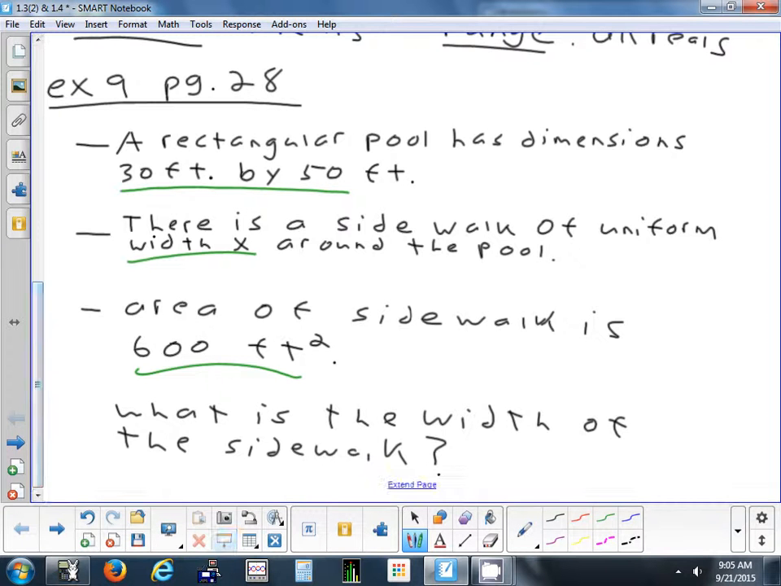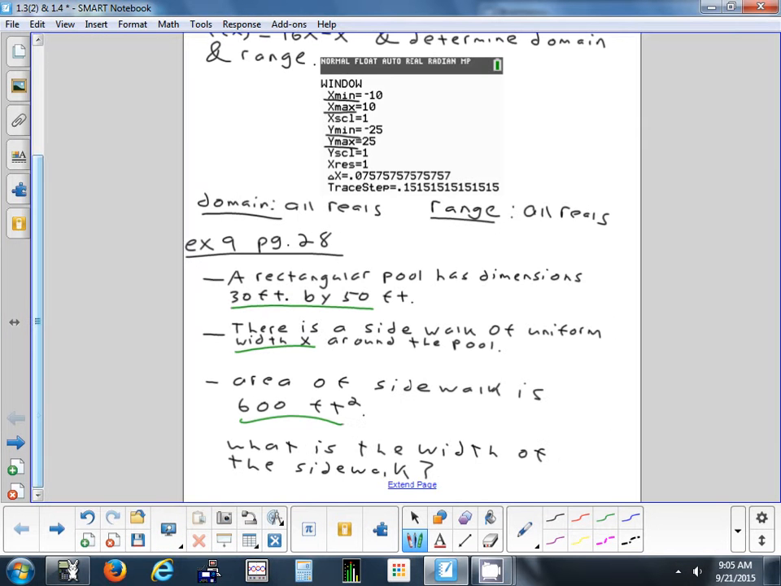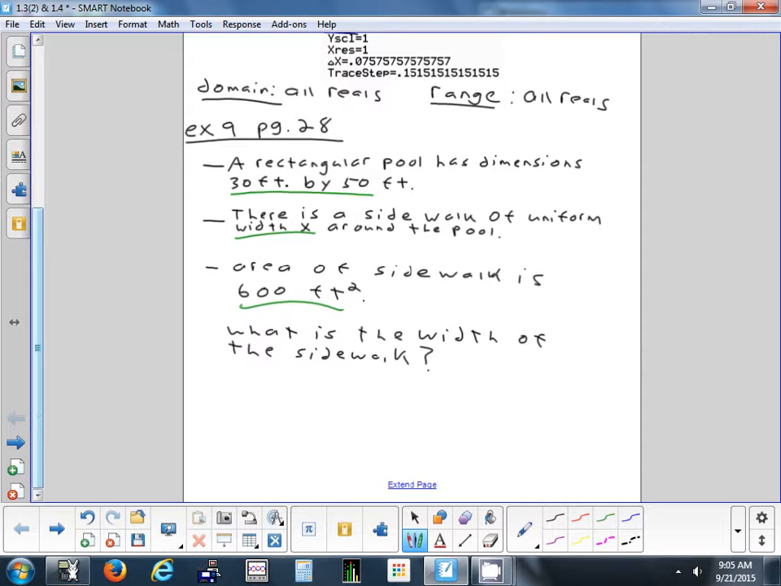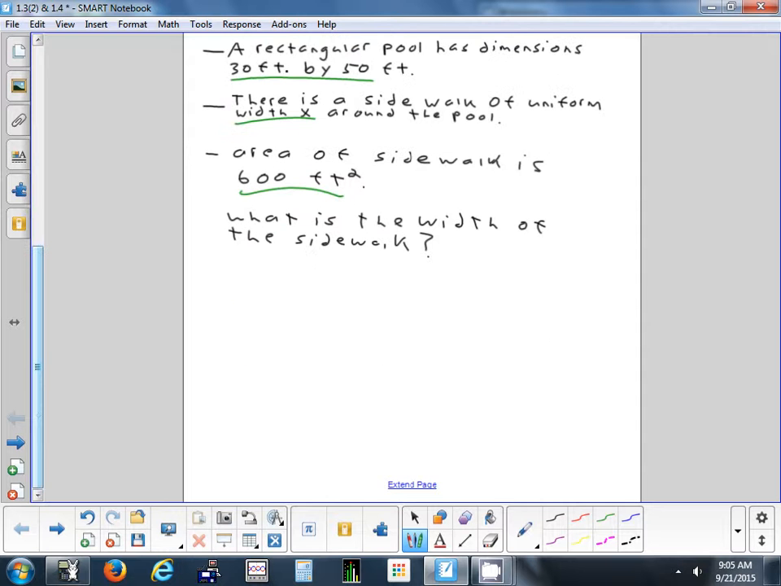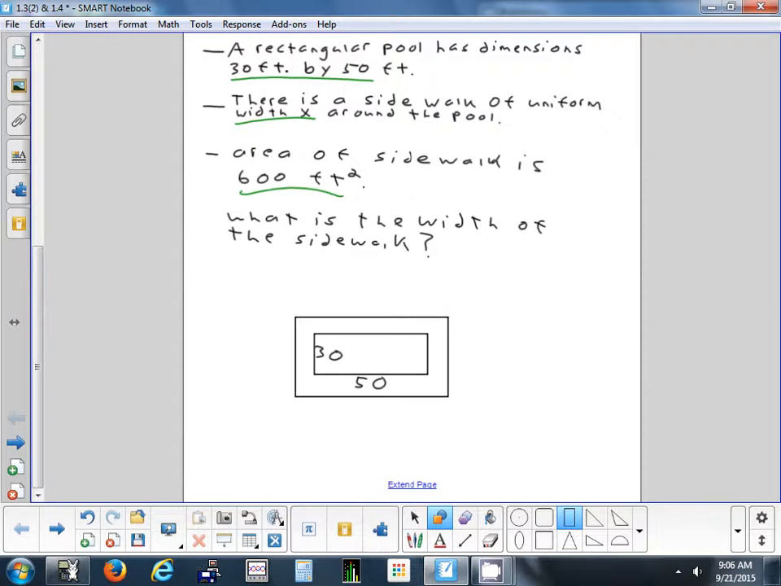All right, so let me make a picture of a pool. There's our pool, and that's 30 by 50. Okay, we're going to put a sidewalk around it, and we're going to try to keep the width the same all the way around.